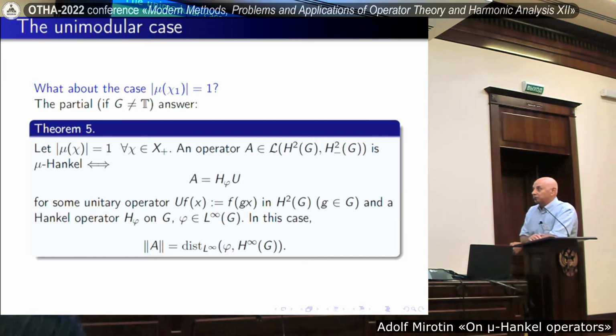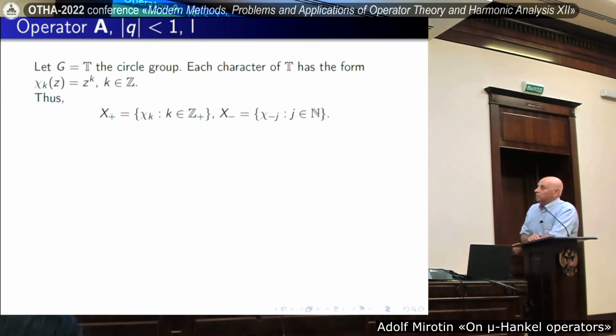If G equals T, theorems 2, 3, and 5 give the full description of Hankel operators. But if G is not equal to T, as I said above, theorem 5 gives only a partial answer to this open problem.